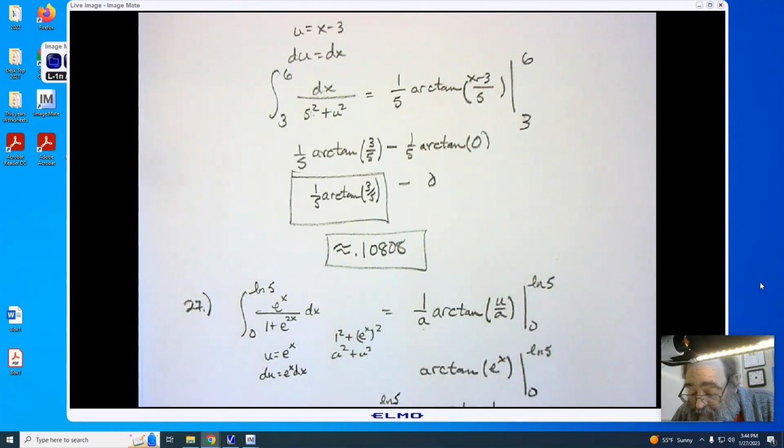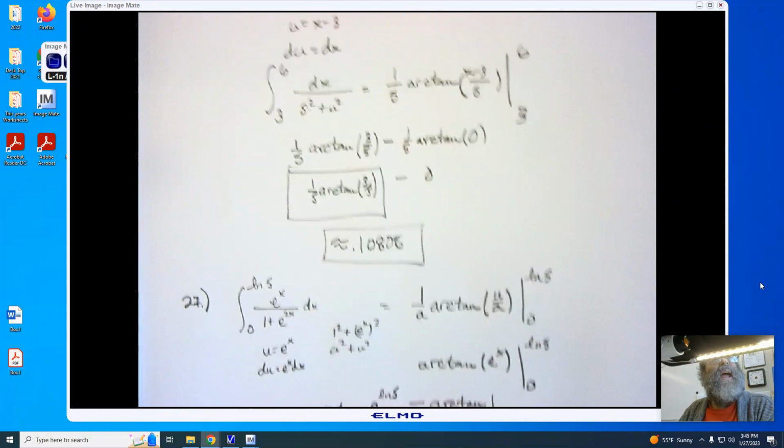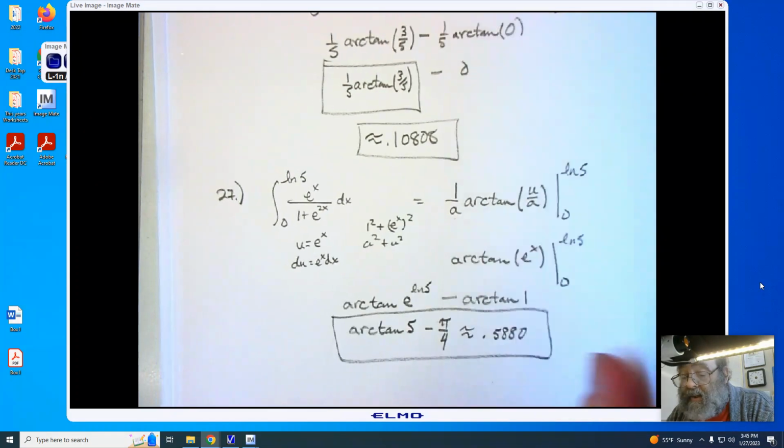Now, if I want to find this as a decimal, I will have to plug it into the calculator as second function tangent 5 close parentheses, and then subtract pi divided by 4. You should end up getting approximately 0.5880, and that's my answer for number 27. Let's go ahead and continue to number 29, please.